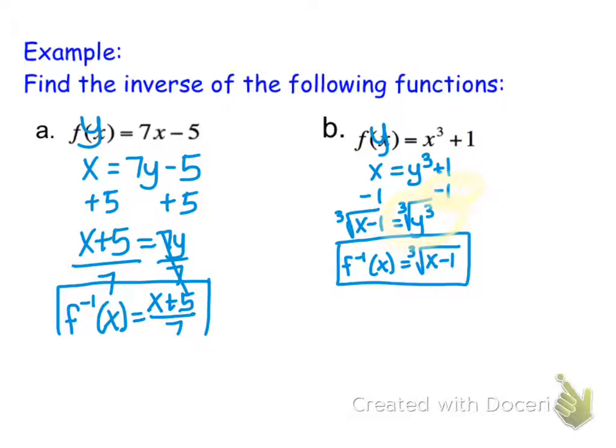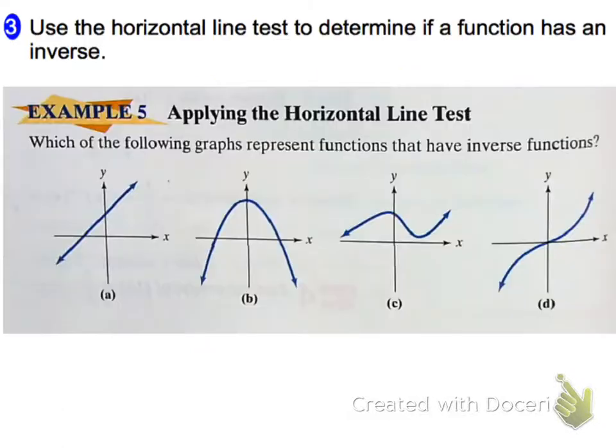Alright, now let's take a look at some graphs, and we're going to talk about inverses in terms of graphs in the next two objectives. The first thing I want to take a look at is the horizontal line test. If you remember, the vertical line test was to determine if the graph was a function. Now, the horizontal line test is going to be used to determine if a function has an inverse.